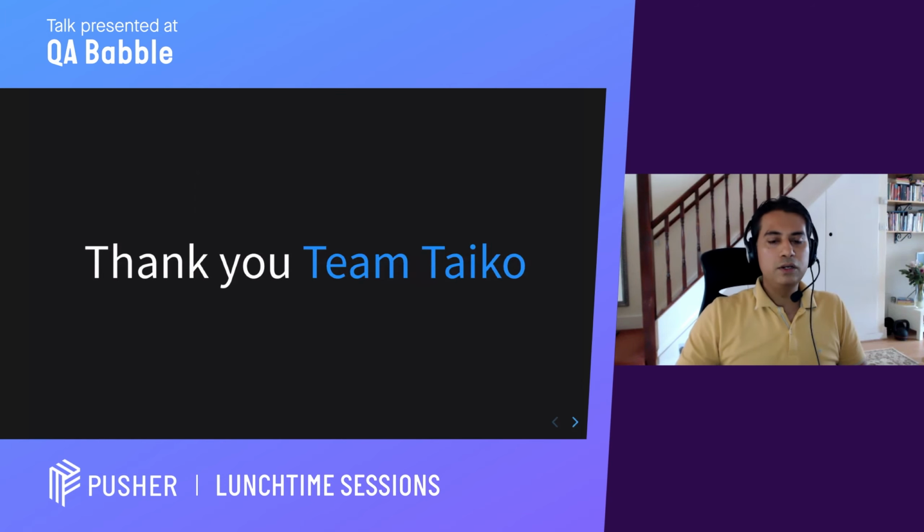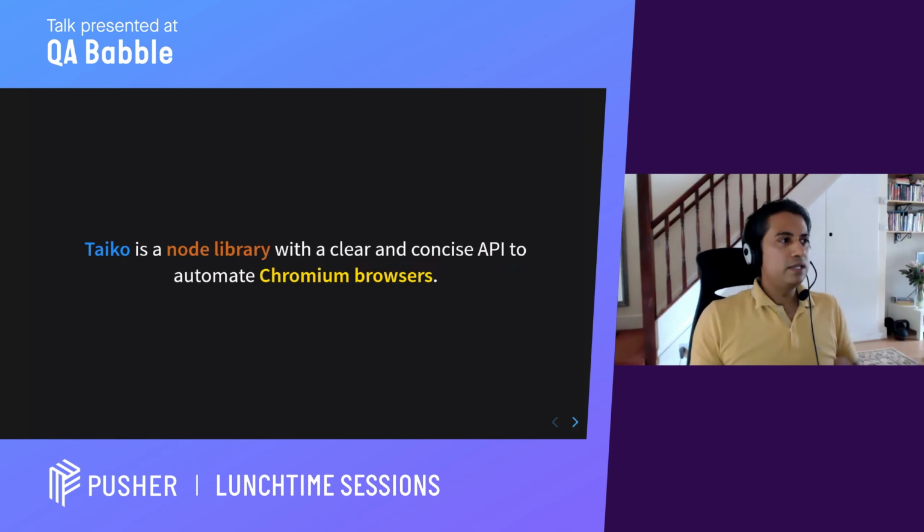It's a completely open source tool, and whatever I've learned is through the community and interacting with the people behind the tool. So, what is Taiko? Taiko is basically a node library with a clear and concise API to automate Chromium browsers. It means any browser that runs on Chromium will be able to use Taiko for browser automation.